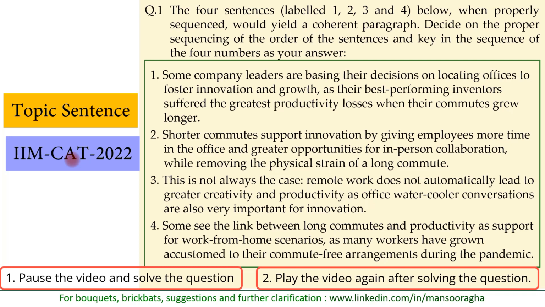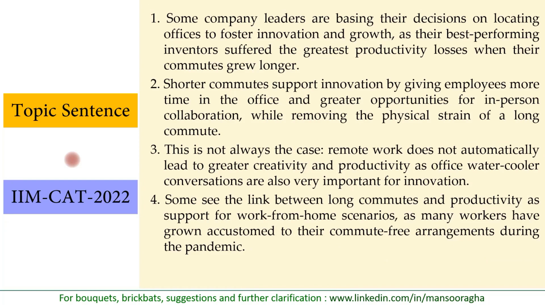Okay, let's start solving it. When you check these 4 sentences, you can see that they are basically talking about the relationship between office commute and productivity. So the theme of the paragraph, which is common to all the 4 sentences, is office commute and productivity, or the relationship between office commute and productivity.